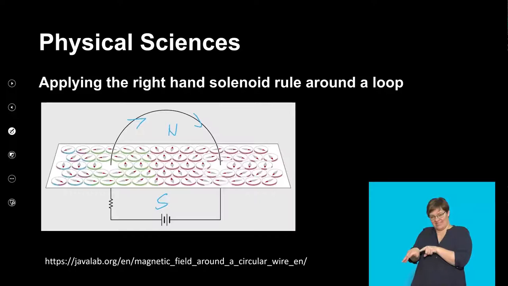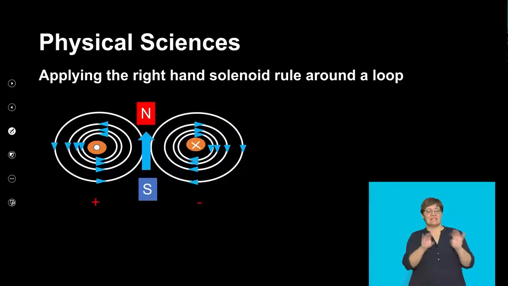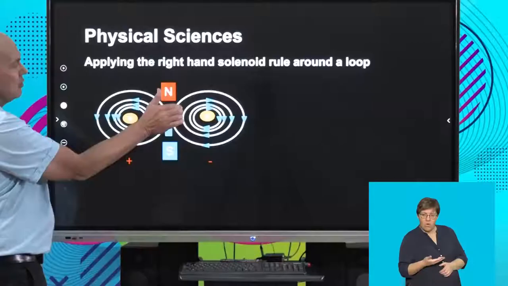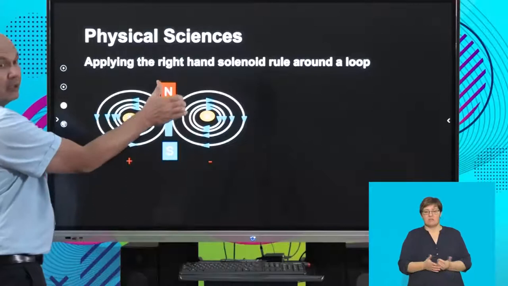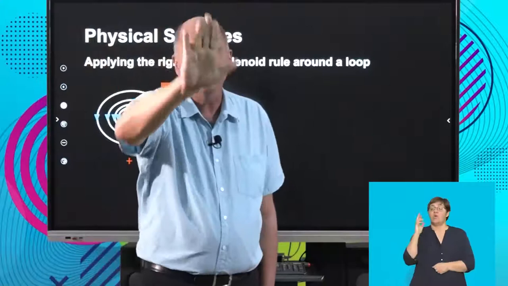We recognize exactly the same scenario, the direction of the current. It's coming out of the board over here, it's going into the board over here, and guess what? It's pointing to the North Pole. Isn't that amazing? So the right-hand solenoid rule works. We've seen it in two situations. And here's the third one.